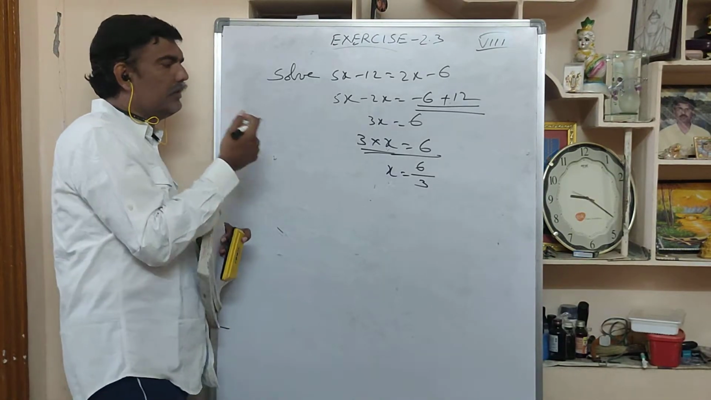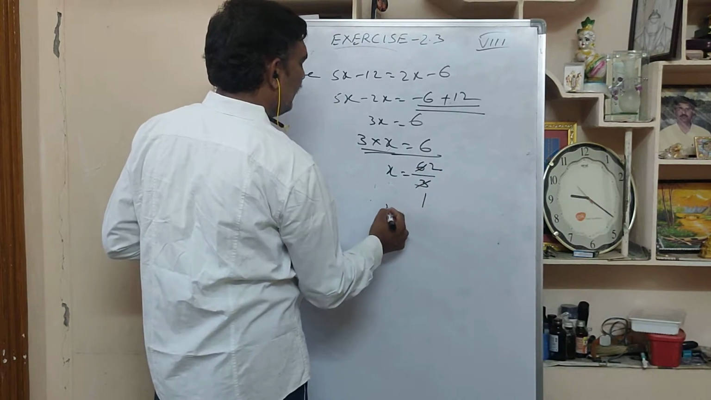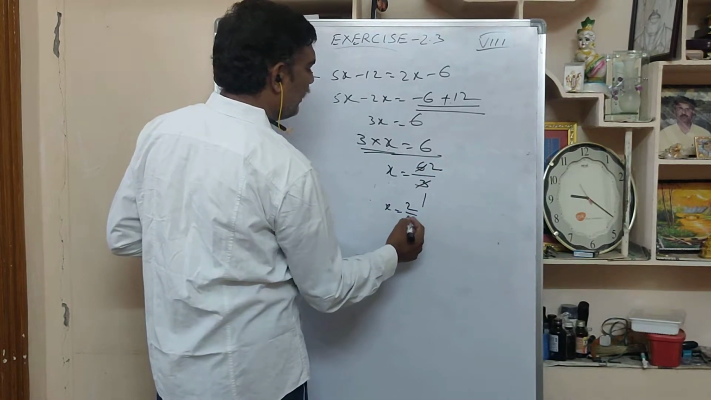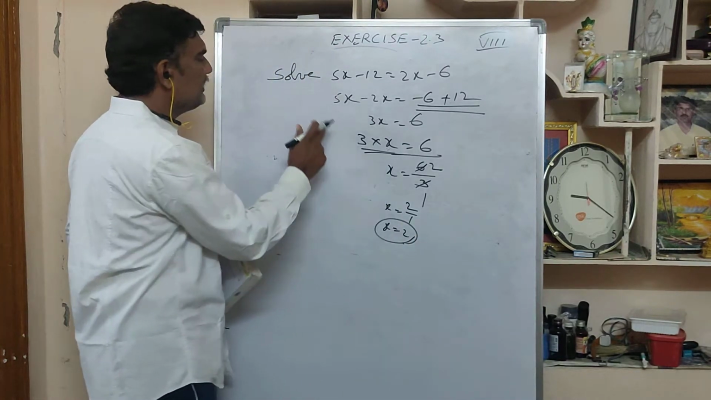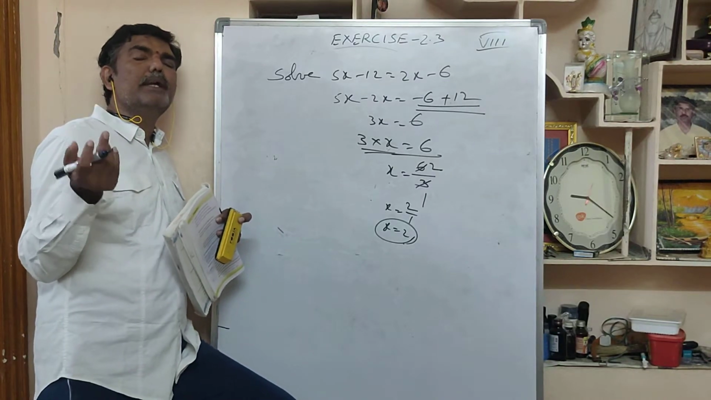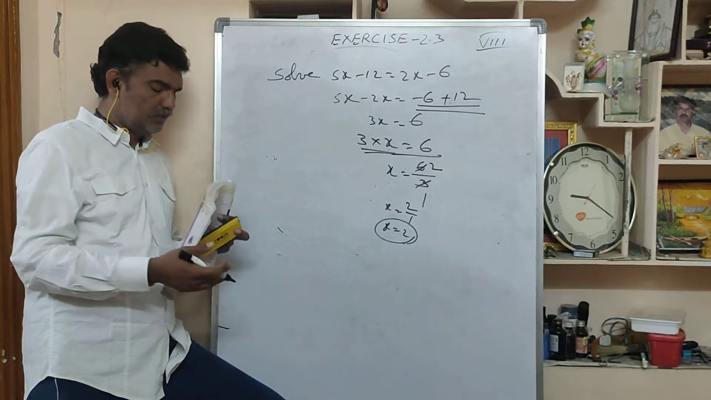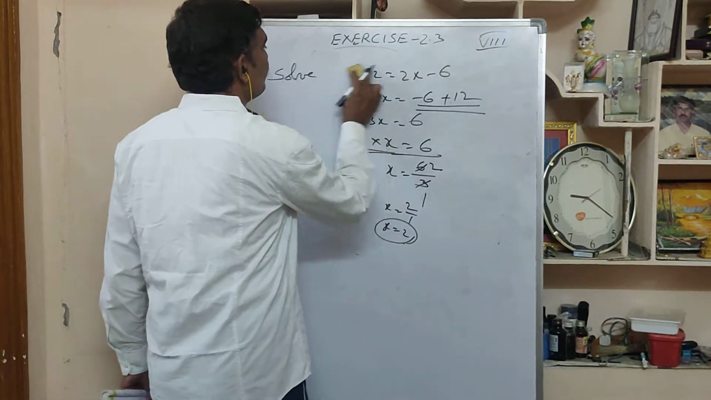3 should divide. Now you have to read the 3 table. 3 ones are, 3 twos are. x is equal to 2 by 1. 2 by 1 is nothing but x is equal to 2. Solve means, as I said, you have to do the problem until you make x the subject. Okay. Next we will go for the next problem.